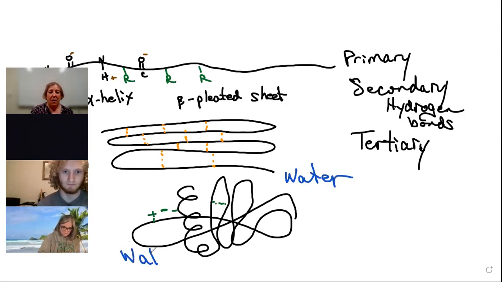Okay. And so the water is going to force the protein to keep its hydrophilic side chains on the center, away from the water.